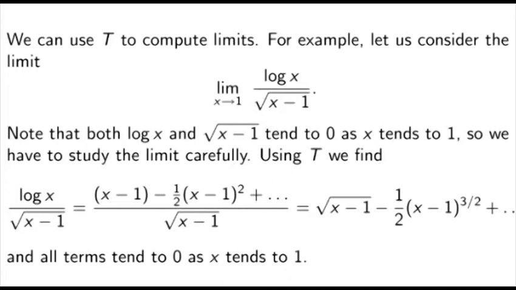And these are terms that we can compute the limit x goes to 1 of. Because when x goes to 1, then square root of x minus 1 goes to 0. And so do all the other terms. So we don't divide by 0 anymore. We now just have a sum of terms that each goes to 0. And this means the limit as x goes to 1 of log x over square root of x minus 1 is 0.